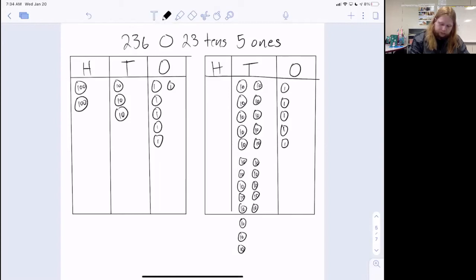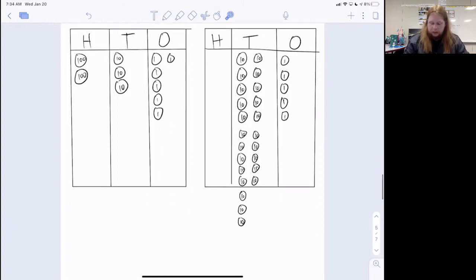So we have less than 10 here, so we don't need to make any changes here. Less than 10 tens here, and less than 10 hundreds here, so we don't need to make those changes. We have less than 10 ones here because we have 5, but here we need to do a couple changes, right?